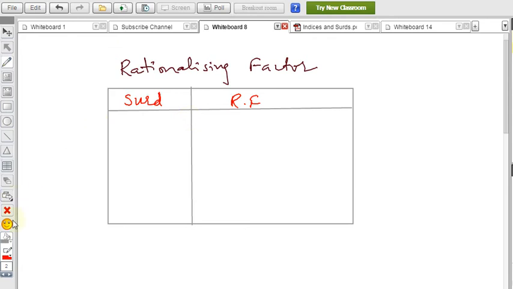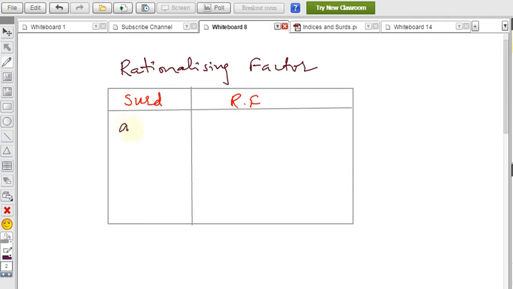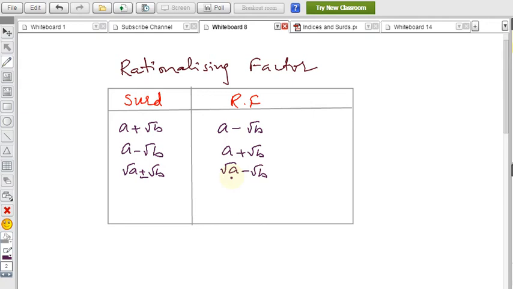For example, a plus root b. So in terms of words, let us write, if a plus root b, then the rationalizing factor is a minus root b. Okay. Similarly, if a minus root b, then the rationalizing factor is a plus root b. Even when both are irrationals, root a plus root b, the rationalizing factor is root a minus root b. Plus or minus, if plus or minus means a minus or plus, both will come.